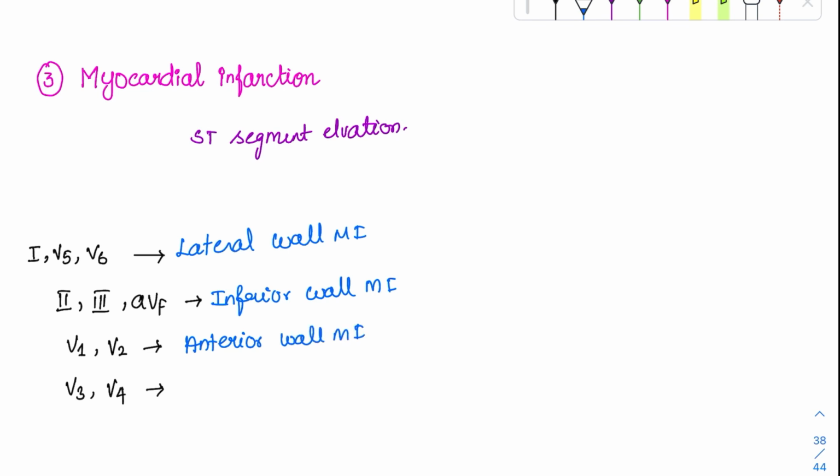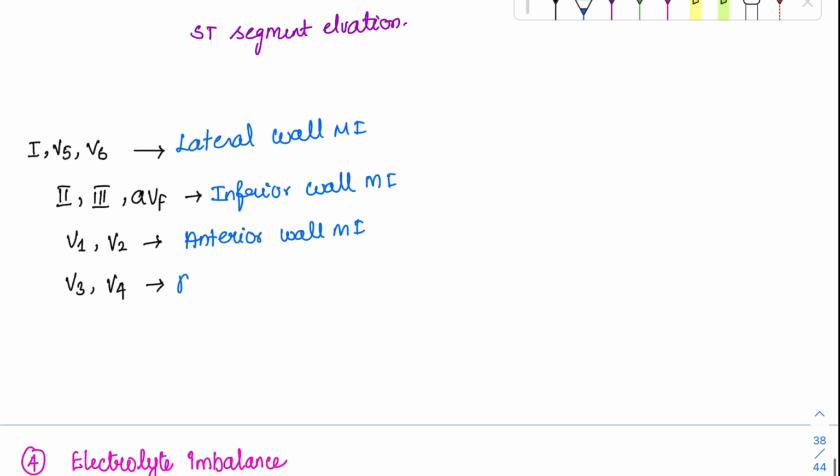Then coming to V3 and V4, they are anteroseptal, covering both the anterior part as well as the septum of the myocardium, septal MI. So we have to know these things. It is pretty logical, it depends on the location of the particular lead. So with this, you have to remember all these leads also.